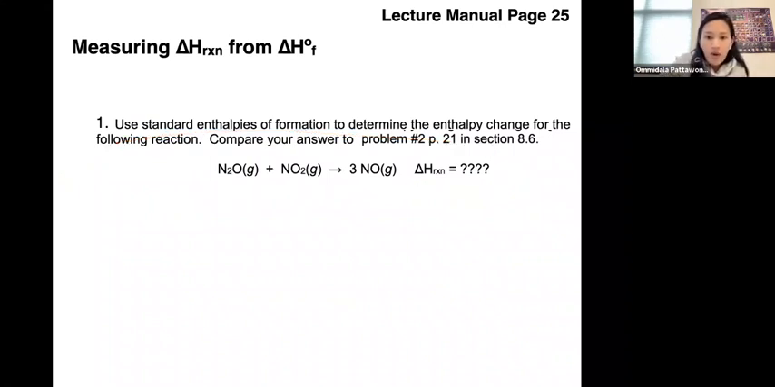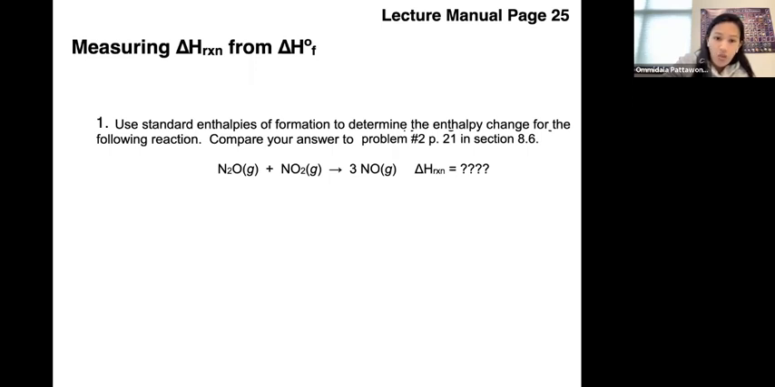This problem right here is actually the same problem as what we did on page 21, section 8.6. We did this before using Hess's law. So this is number 2, page 21, section 8.6. Let's take a look at this. I'm going to use standard enthalpy of formation to determine this overall change of enthalpy.